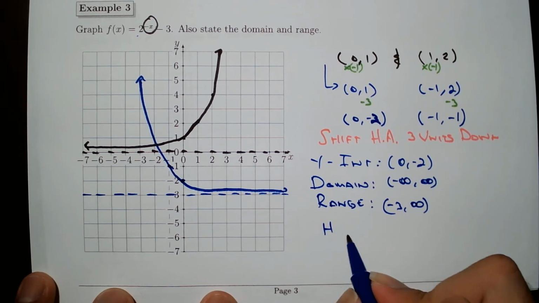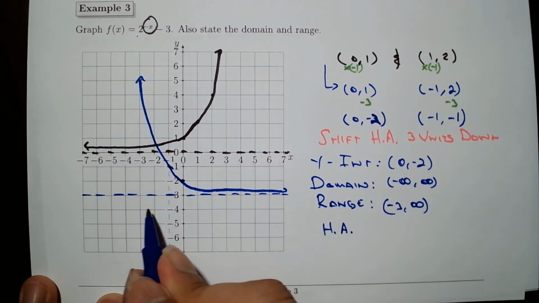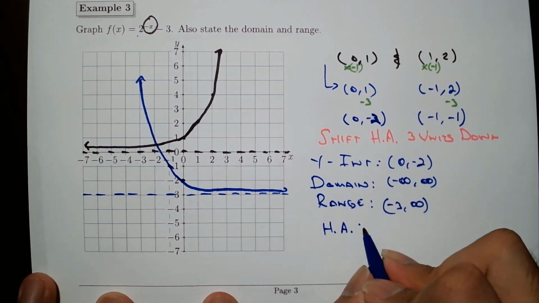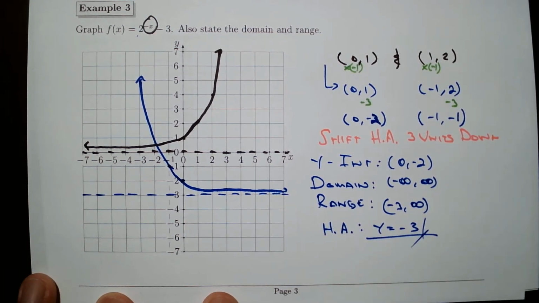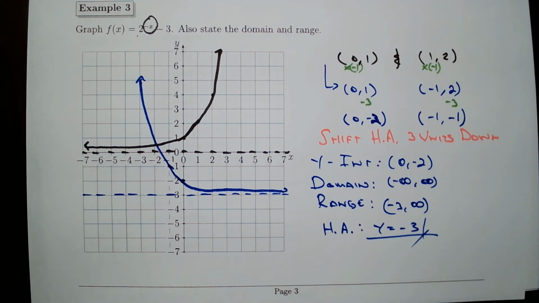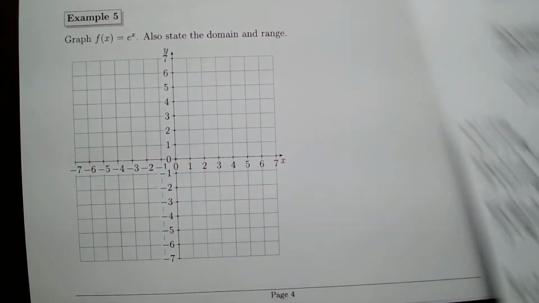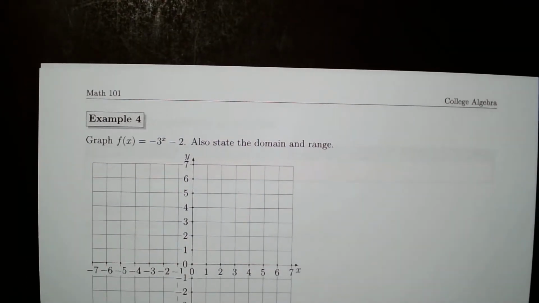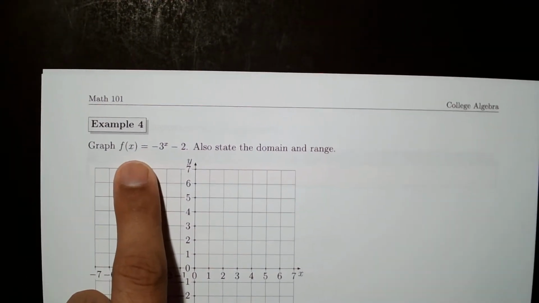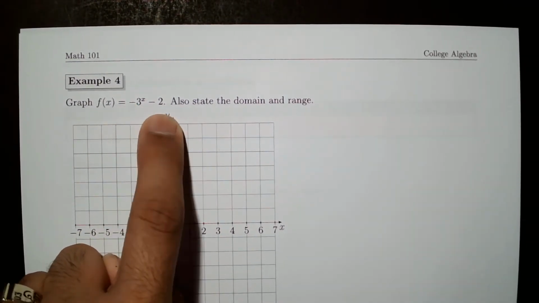Finally, the equation of the horizontal asymptote: well, we dragged it 3 units down, so it's going to be y equals -3. And let's do a couple of examples and then we move on to the equations. Alright, so graph f of x equals -3 to the x minus 2.